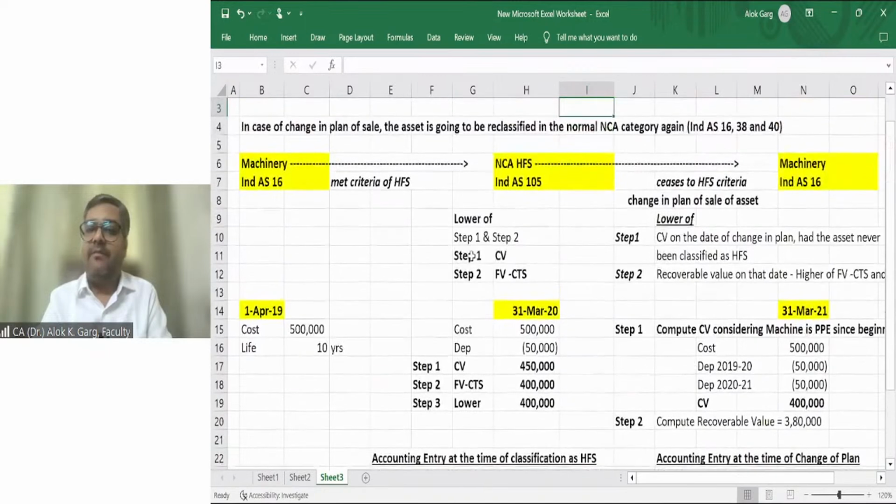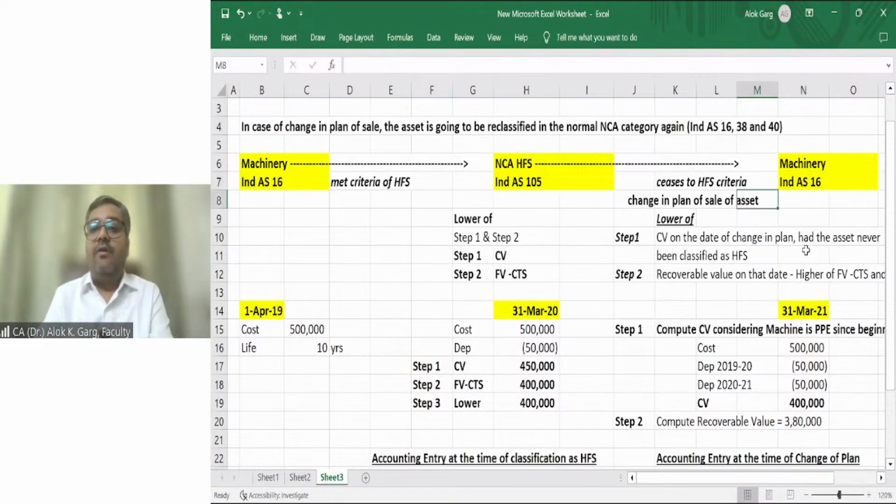This is a very simple entry. This is what we have already covered. Now, after 1 year, from 31st March 20 to 31st March 21, this machinery ceases to meet the HFS criteria. This machinery is no longer held for sale. Now the company wants to use this machinery. This machinery is used for manufacturing of sanitizer, and now the company wants to use it. So Ind AS 105 is again shifted to Ind AS 16.